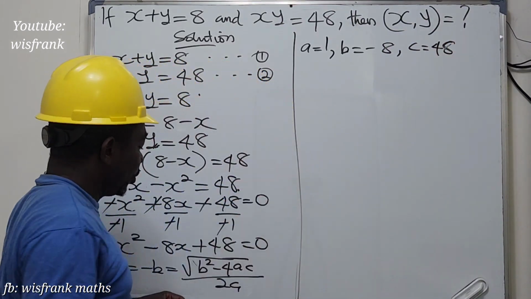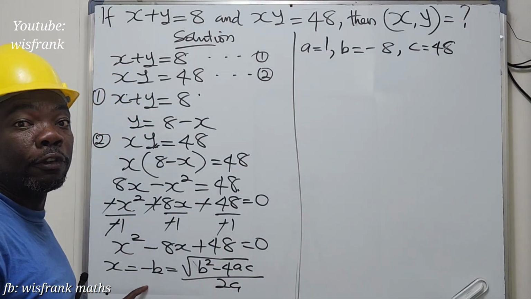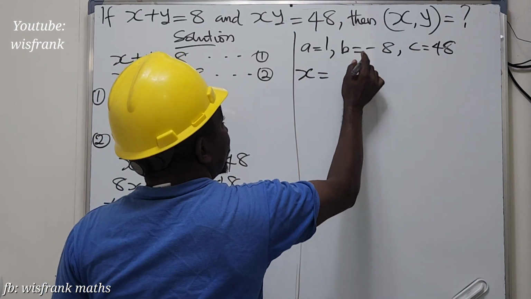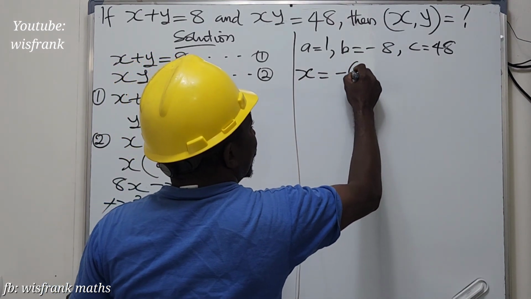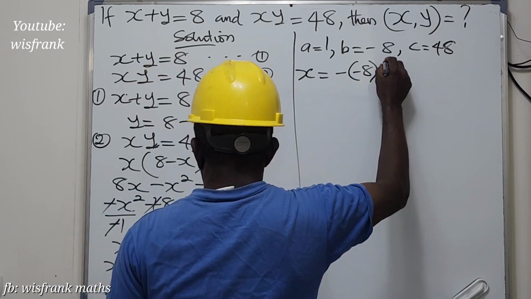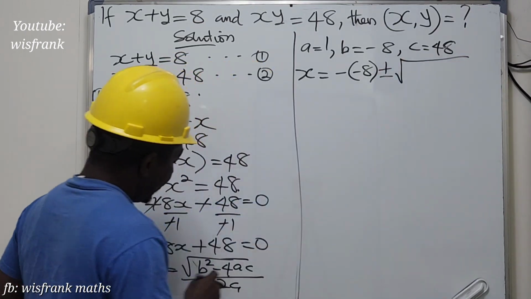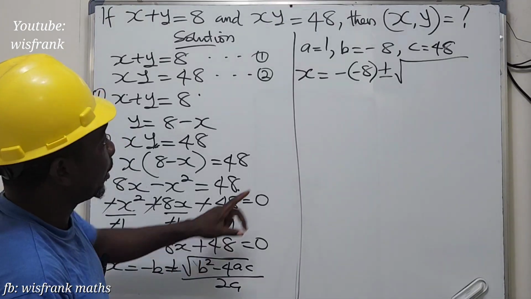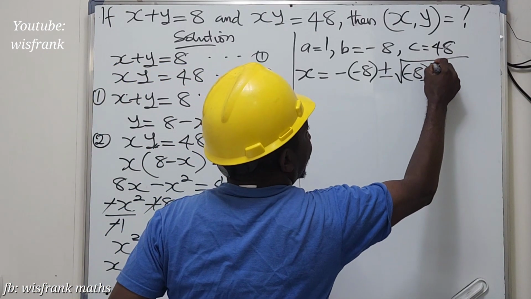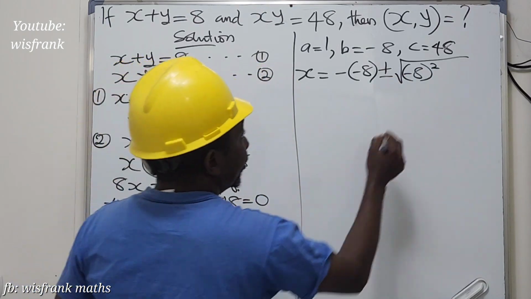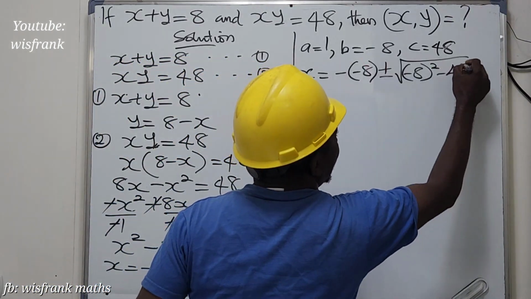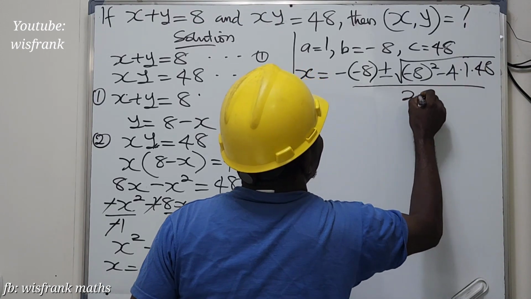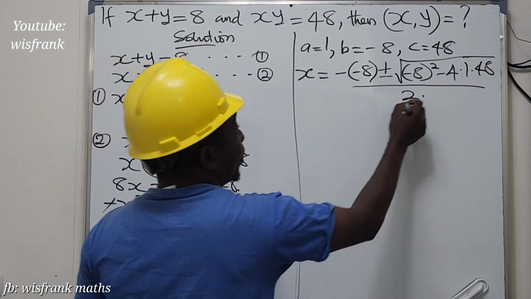We are going to substitute those parameters into the quadratic formula. So here, x equals minus b, which is minus into minus 8. Then we have plus or minus the square root of b squared, which is minus 8 all to the power of 2. Then we have minus 4 times a, which is 1, times 48. So this is what we have, all over 2 times a, which is 1.